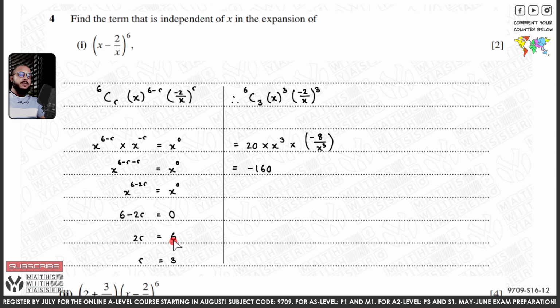Therefore, 2r equals 6. That means r equals 3. So we must use this value of r so that we can get the term which is independent of x. So 6C3 times x to the power 3 times minus 2 over x to the power 3 gives us 20 times x cubed times negative 2 cubed, which is negative 8, and x cubed is x cubed. So these two cancel out and it becomes minus 160, which is independent of x.